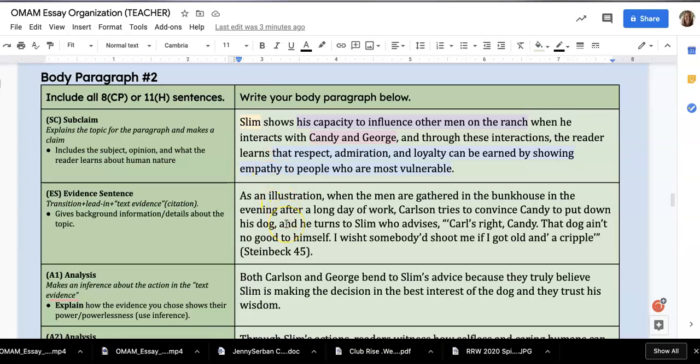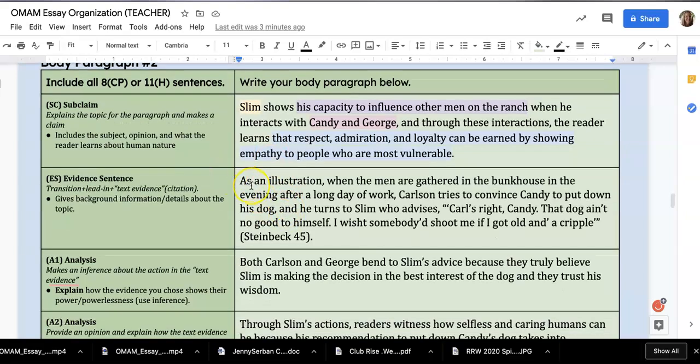So my first piece of evidence says, as an illustration, when the men are gathered in the bunkhouse in the evening after a long day of work, Carlson tries to convince Candy to put down his dog, and he turns to Slim, who advises, "Carl's right, Candy, that dog ain't no good to himself. I wish somebody'd shoot me if I got old and crippled." So then I have to, in my analysis, use inference and explain how the evidence shows their power. So here's how I did that.